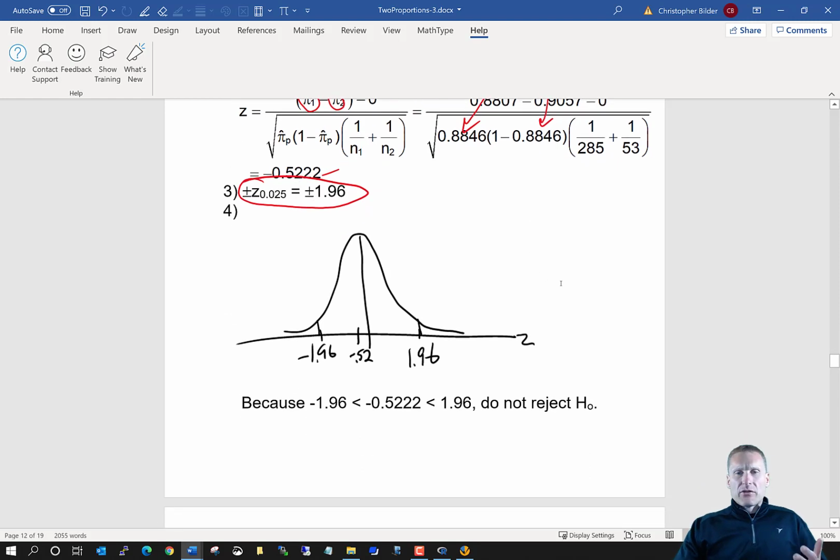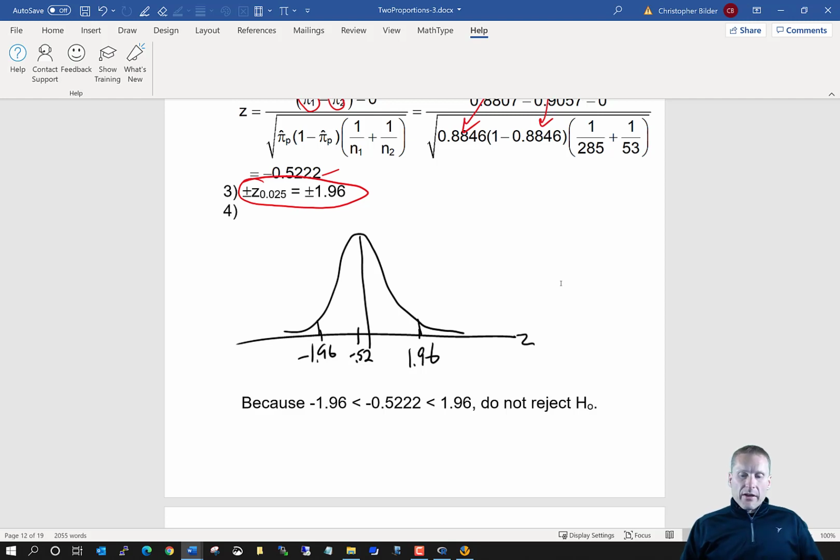And let's draw a picture. What we can see here is that this negative 0.52 is in the middle of the distribution. It's reasonable, or you can say it's not unusual, to observe a test statistic around there. There's a lot of area underneath that curve there.